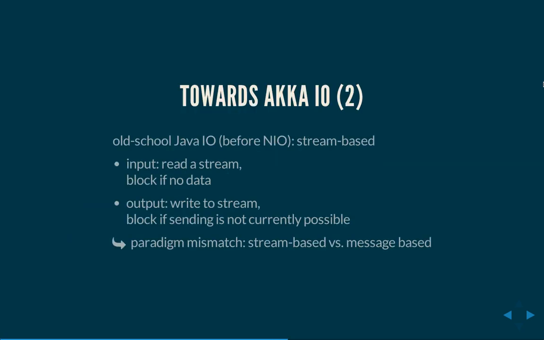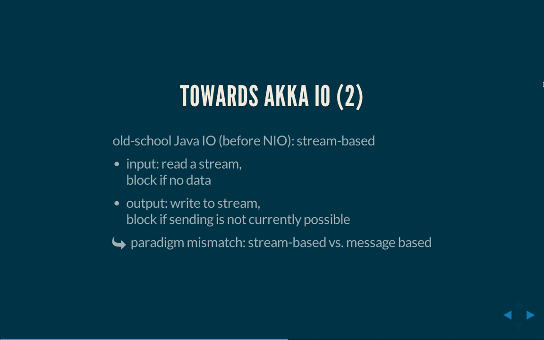Now, if you look at the way that Java I/O before the NIO actually worked, then it tried to give you a stream-based API. So if you wanted to read from the network, you would read from a stream, and if there is no data to read, then your thread would block. And on the output side, it's the same. If you write to a stream, it just blocks if it's not possible to write anything because the send buffer is full or because your client is not reading fast enough.